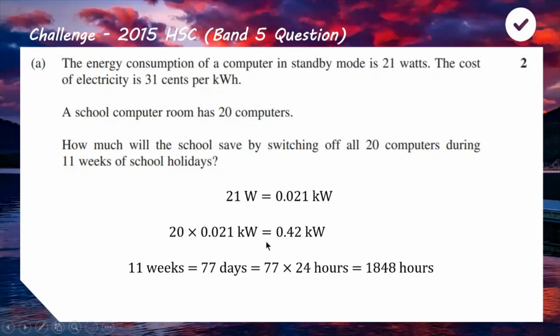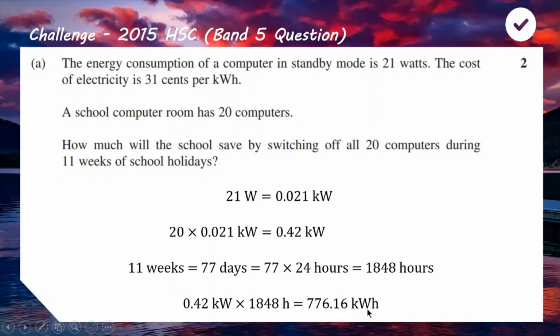Cool. So here is our total power. Here is our total hours. If we multiply the two together, we get our energy. So we'll do 0.42 kilowatts multiplied by 1848 hours, and we get 776.16 kilowatt hours. Okay, cool. We aren't even done yet. We haven't even got our 2 marks yet, because that is how much power we are going to use. That's how much power we're going to save by turning these off.